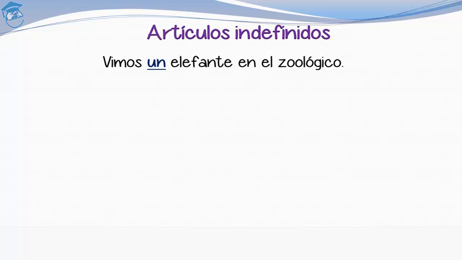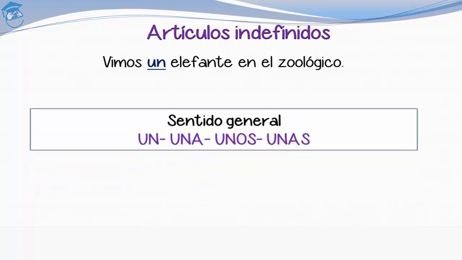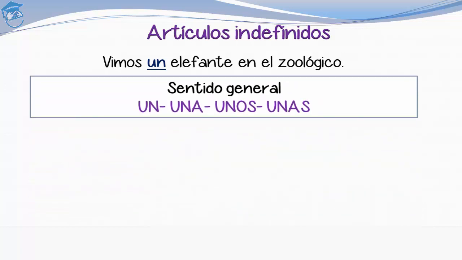En español, estos artículos también son 4. They are also 4, and they express a general sense. Expresan un sentido general. Un para masculino singular, for masculine singular. Una para femenino singular, for the feminine singular. Unos, masculine plural. Unas, feminine plural. Veamos algunos usos de estos artículos. Let's see some of the cases on which you can use these kind of articles.